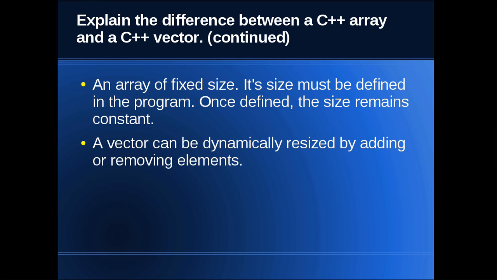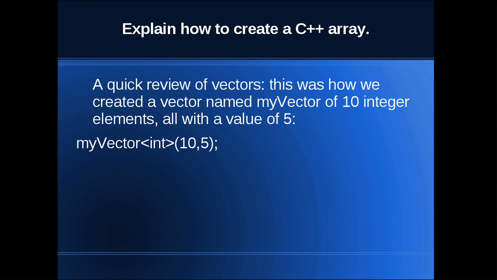Okay, the difference between a C++ array and a vector continued. An array is a fixed size. Its size must be defined in the program. Once defined, the size remains constant. A vector can be dynamically resized by adding or removing elements.